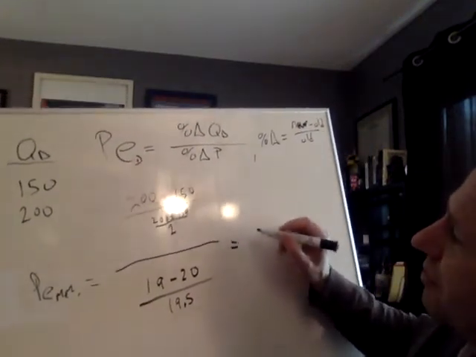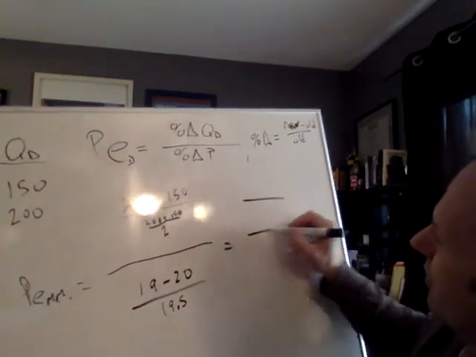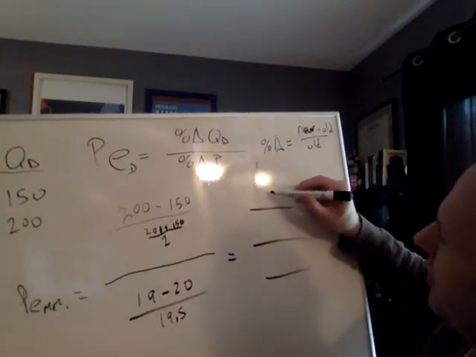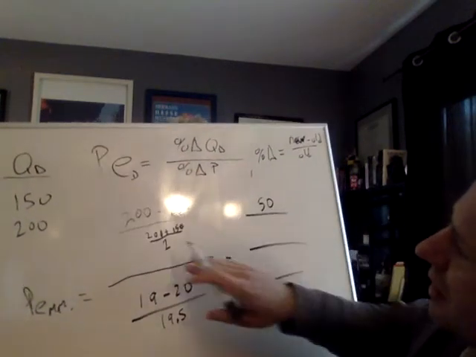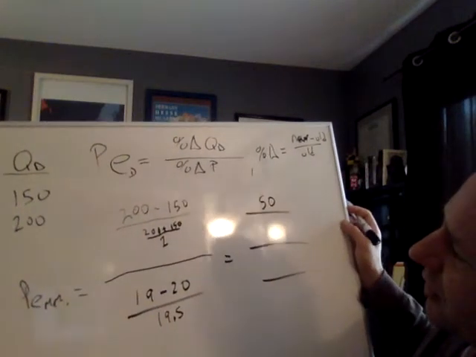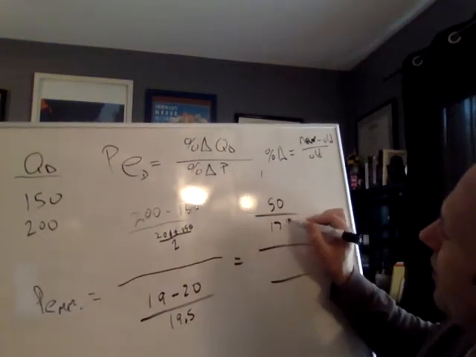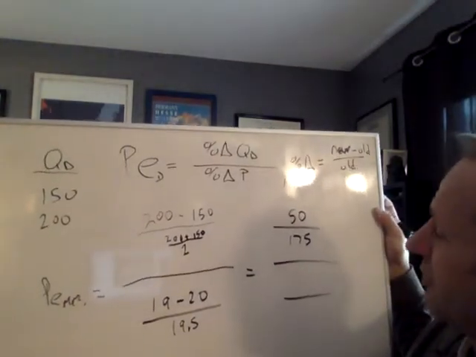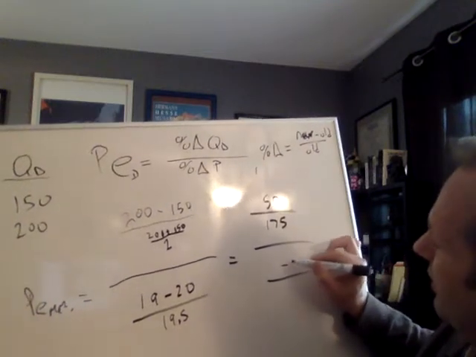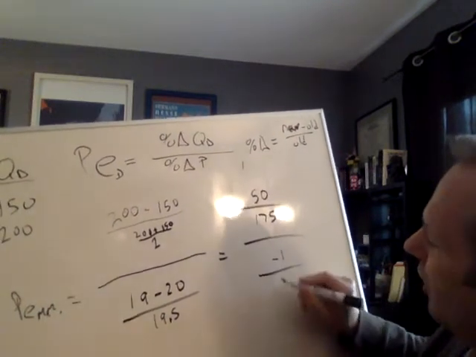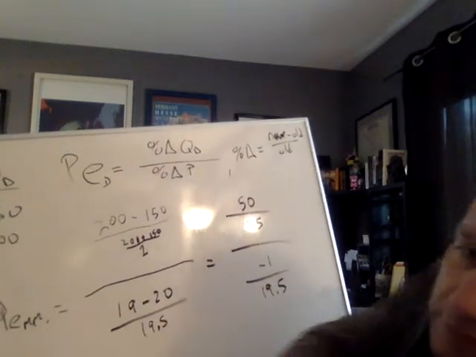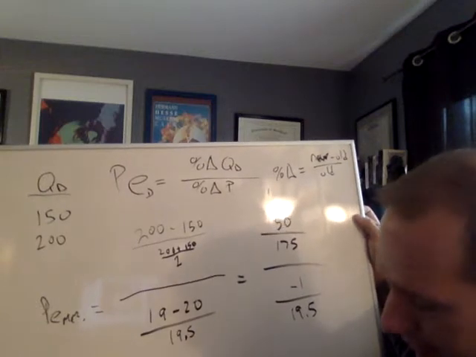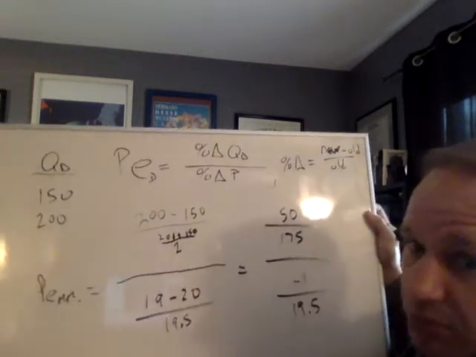Now I'll simplify this a bit. I'm going to fill in these blanks. 200 minus 150, I'm getting 50. 200 plus 150 is 350, divided by 2 is 175. You already knew that because you were thinking halfway between 150 and 200 is 175. 19 minus 20 is, that's pretty easy, minus 1, over 19.5. I'm just checking my work, make sure I haven't made a mistake.